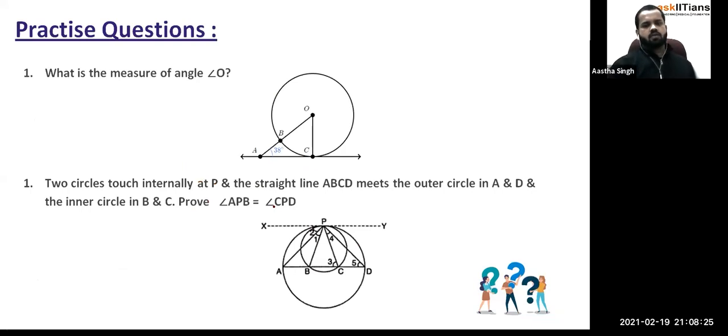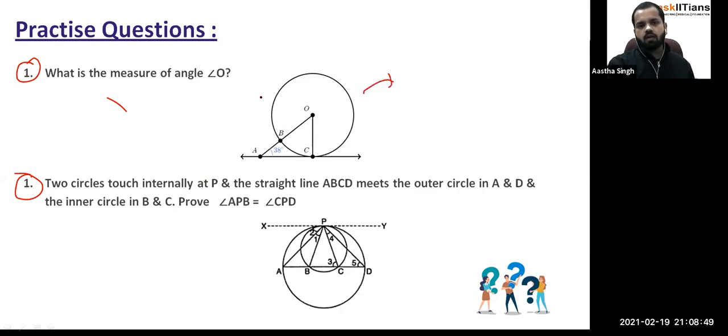Next, okay guys, these are basically practice questions for you, right? The second question is important, and the first question is important also. So these are basically your homework. Try to solve these questions. Let me solve your first question, and the second question you do by yourself.